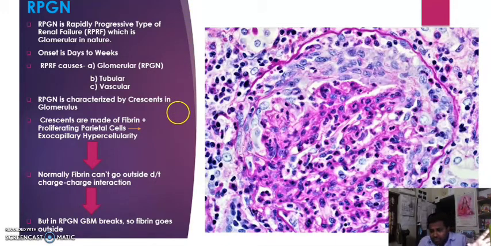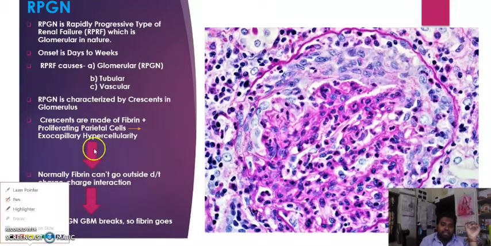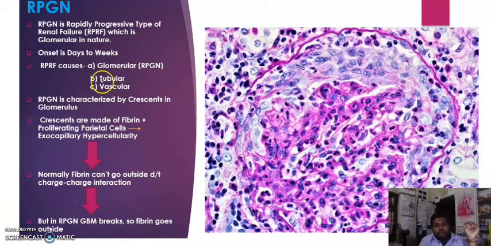So what is the difference between acute kidney failure or acute kidney injury and RPRF, rapidly progressing renal failure? The difference is rapidly progressing renal failure occurs in days to weeks time, but AKI occurs in hours to days time. Rapidly progressing renal failure causes are glomerular, tubular, vascular, etc. So anything can happen, but our focus in this topic is glomerular causes like RPGN.